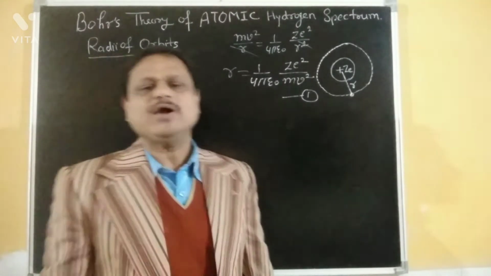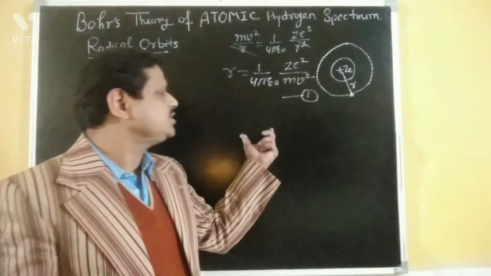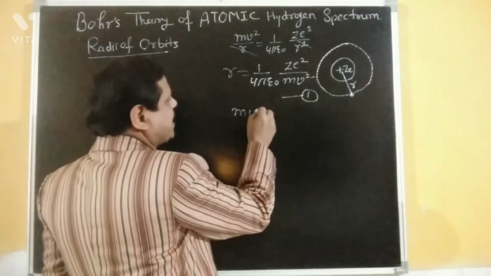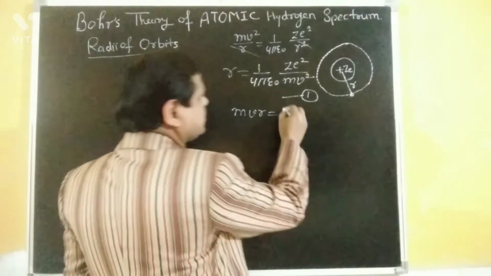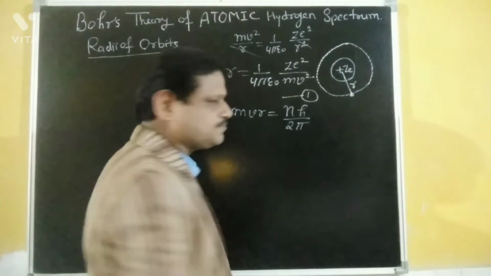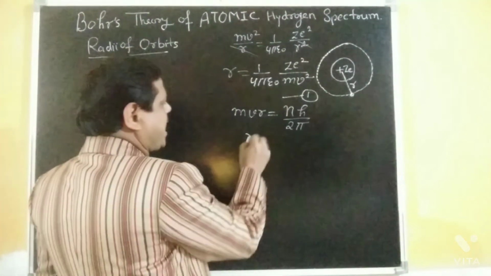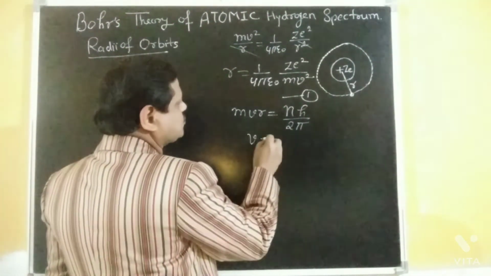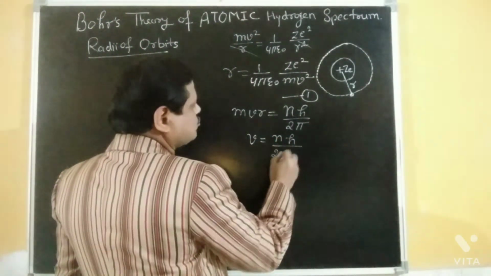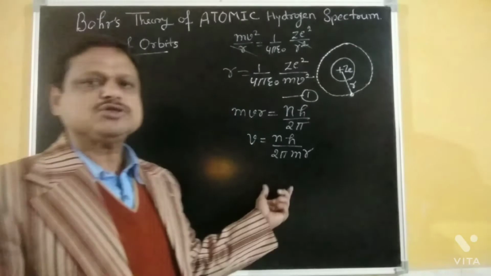And remember the second postulate of Bohr's atomic theory, that is angular momentum. mvr is nothing but nh upon 2 pi. By this you get v is equal to nh upon 2 pi m r. This is the equation of velocity.